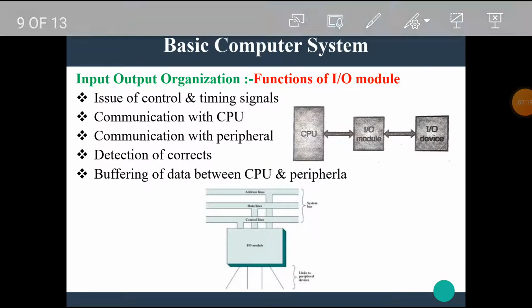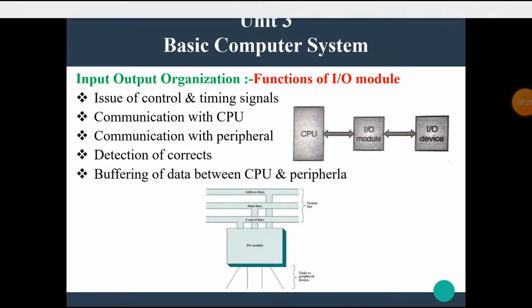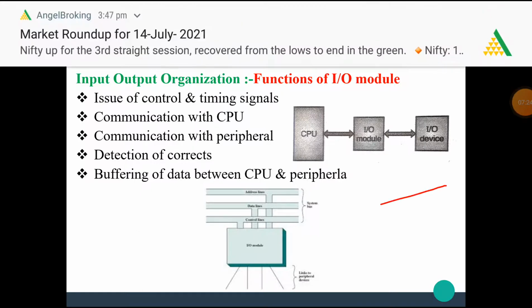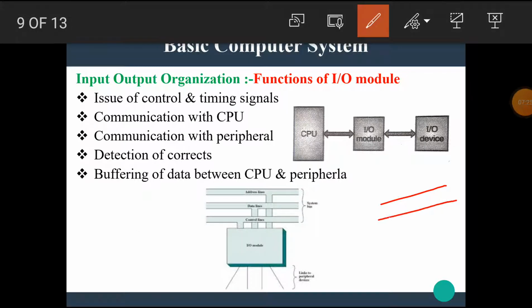Here is the input-output module, in which we can see that these modules are connected with the CPU and input-output devices through the buses or through the communication links. This is the block diagram of the input output module, in which we can see that there are three types of buses: address bus, data bus, and control lines. And here are the lines available for the peripheral components.